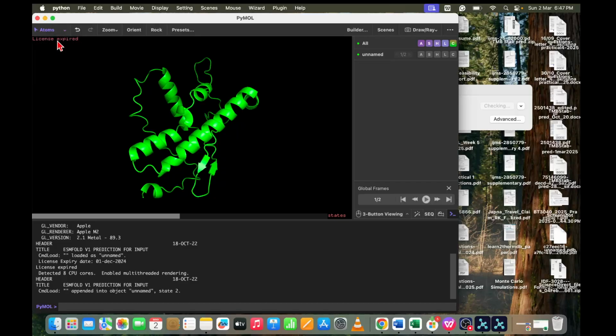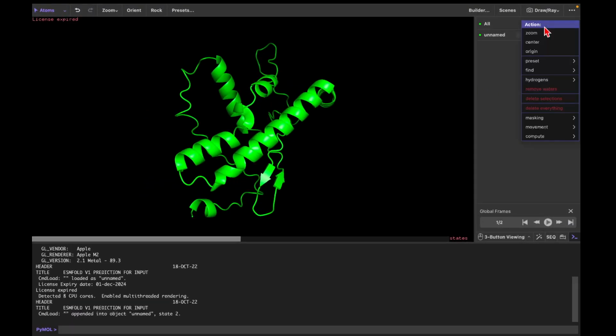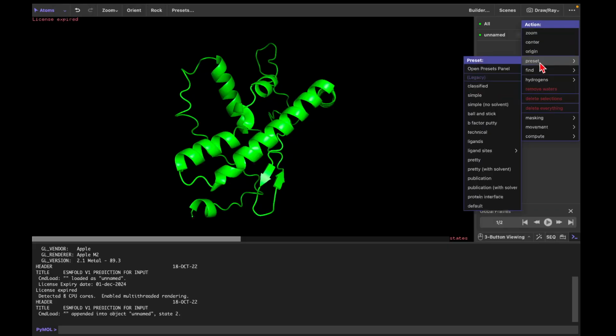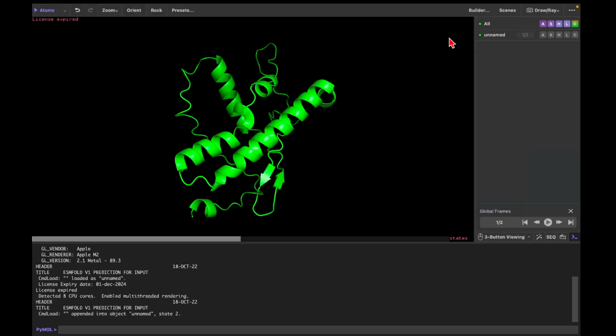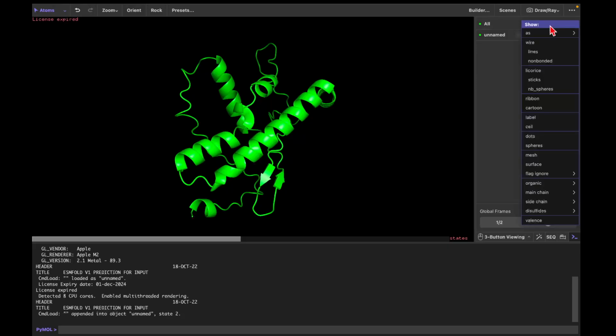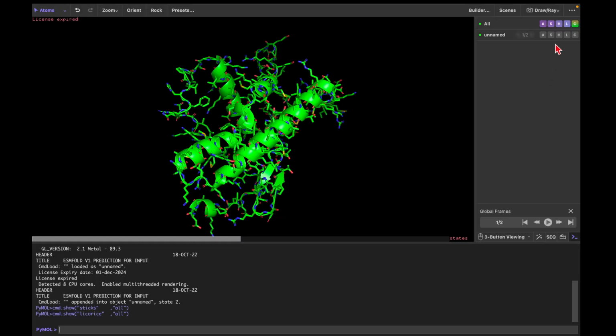So we can also visualize at atom level, residue level, chain level, molecule level, and only C alpha atoms. When we observe on this left side, we have options. A stands for action: zoom, center, origin, find, preset, hydrogens and other activities. Then after A we have S, show. That means I want to show this structure as, okay, let me show sticks. Sticks will be displayed. Or if I want to show as licorice, some other different sticks.